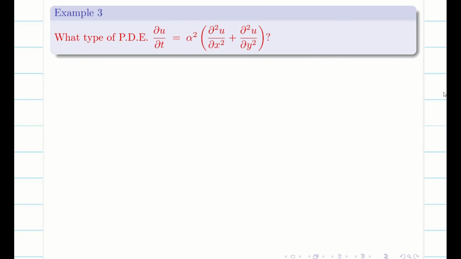Next, they can give a direct problem like this. So I will write it in a simplified way: alpha square uxx uyy is equal to ut.